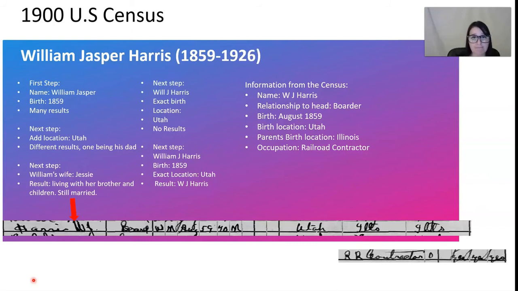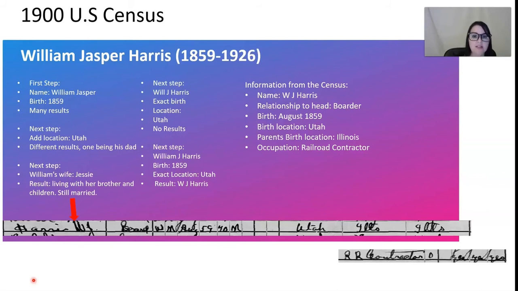So I'm like, okay, let's try his wife. So my next step, I did Jessie, his wife, and I found out that she's still living with her brother. She's living with her brother and children, but she's still married. So I'm like, okay, where did William go? So I typed in Will J. Harris. I typed in his exact birth, his exact location, Utah. I had no results. Then, after that, I did William J. Harris, his birth, 1859, his exact location, Utah.